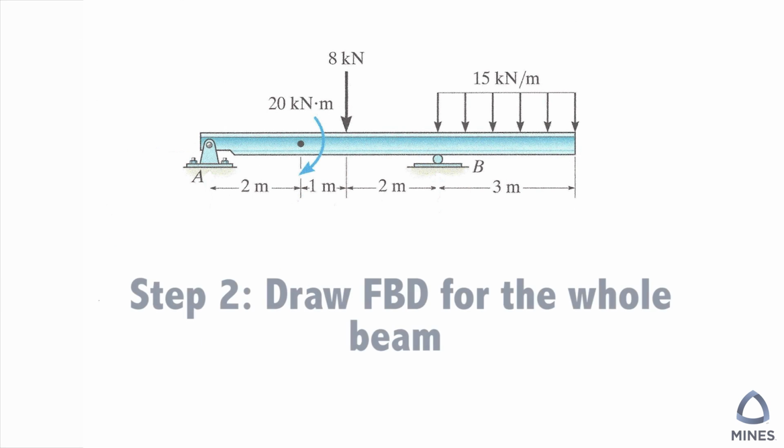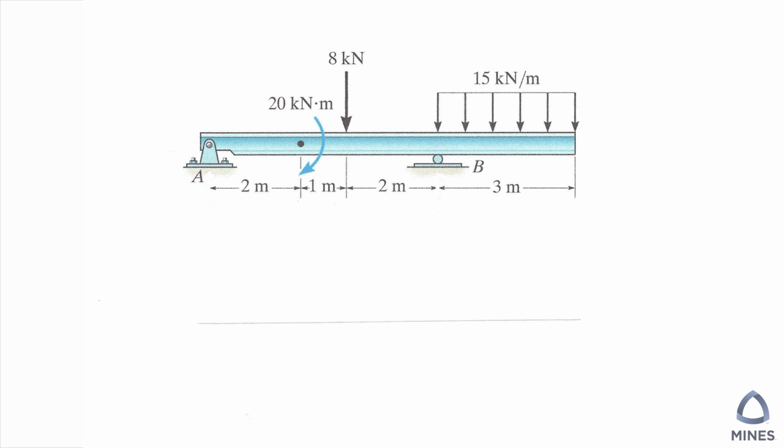So for this FBD, you have to include all the forces, the reaction forces. We have to calculate all the external forces. We can see we have a moment at 2 meters, and then we have 8 kilonewton going this way. And since we are taking the whole beam as our FBD, we can simplify the distributed load. The total force will be the area of the load diagram, so it will be 1/2 × 15 × 3, which is 45 kilonewton.